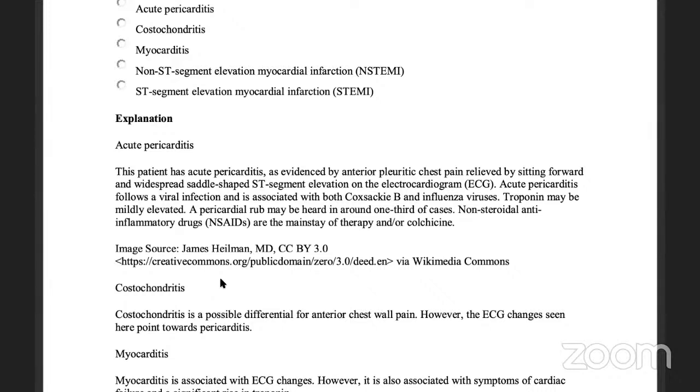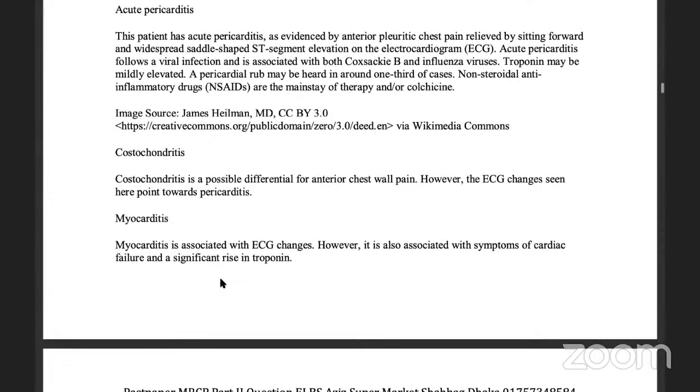Ecosprin 650 mg TDS. Ecosprin now, I think say 300 mg or 600 mg TDS. 650 mg only. Okay, fine. Okay, next question, you can go.